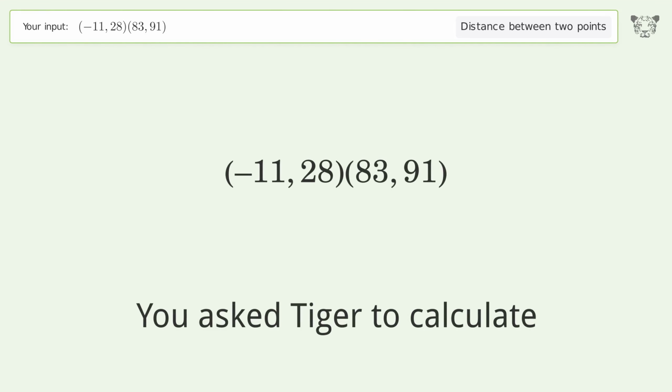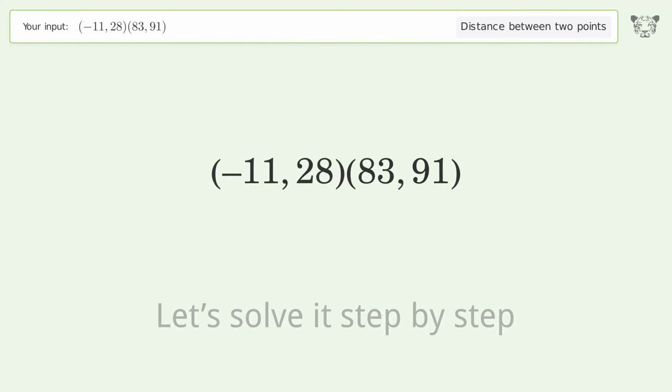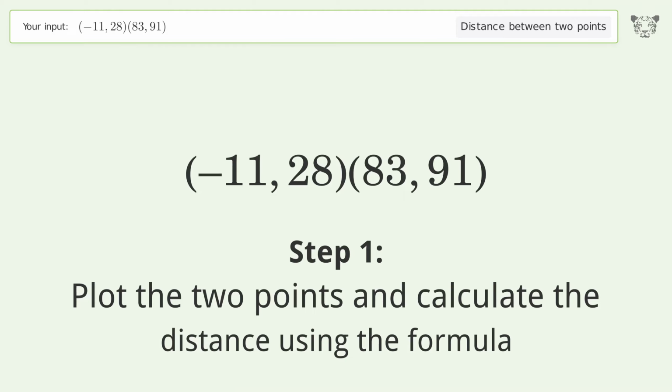You ask Tiger to calculate. This deals with the distance between 2 points. The distance between the 2 points is the square root of 12,805 or 113.159. Let's solve it step by step. Plot the 2 points and calculate the distance using the formula.